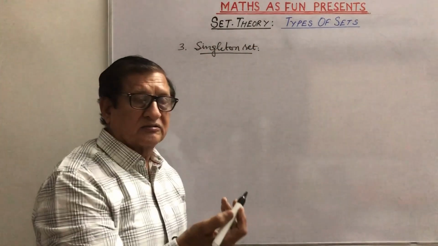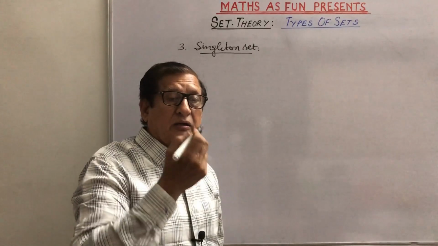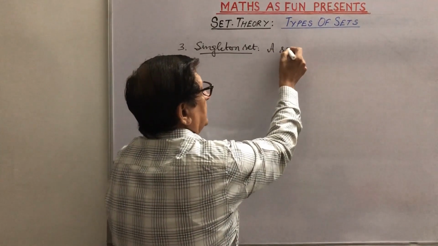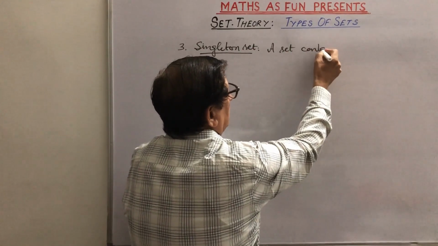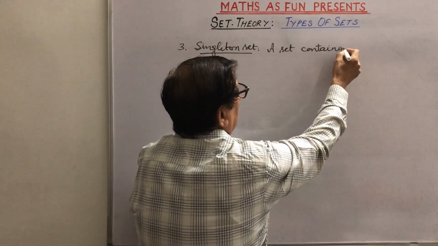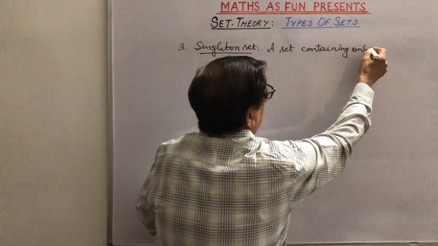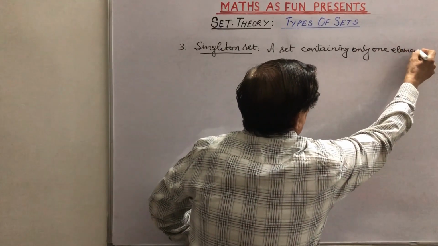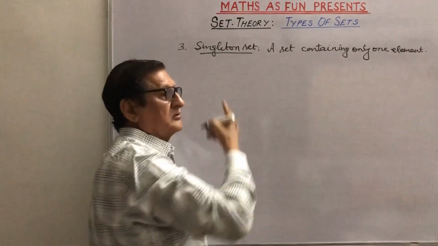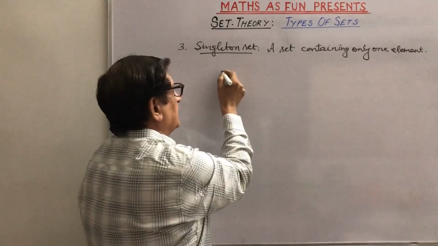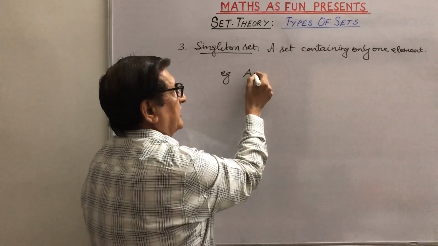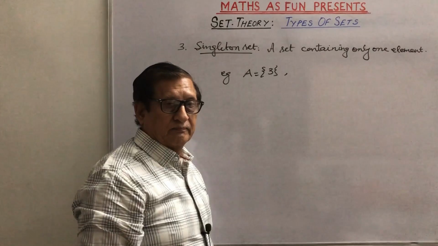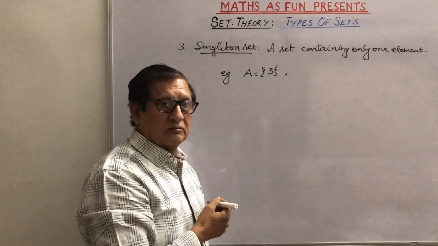What is a singleton set? Any set containing only one element. A set containing only one element is a singleton set. For example, suppose we have a set A having only element 3. This is a singleton set.